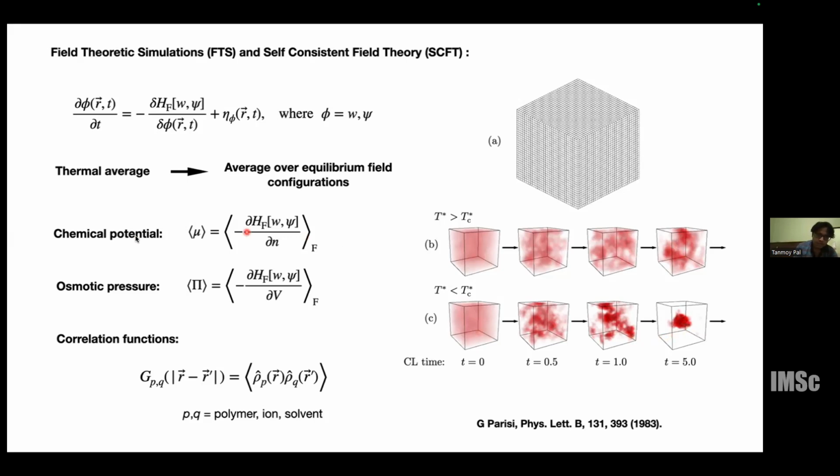So in this technique, you can also compute average chemical potentials and osmotic pressures, from which you can construct phase diagrams. But a more useful thing we can compute from this kind of simulation is the pair correlation functions, which are also useful for interpretation of experimental data.